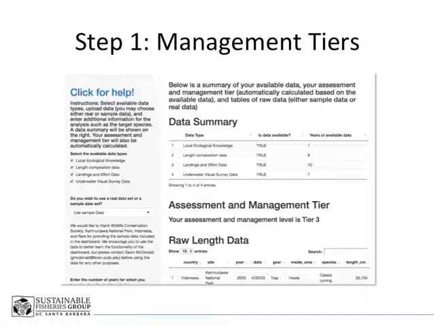So here's a snapshot of the AFAM Toolkit dashboard, which helps you determine your assessment and management tier. On the left-hand side, you select the type of data that are available, and then you upload your data. And on the right, you'll see a summary of the data that you've uploaded, and it will automatically tell you which assessment and management tier your fishery falls into.